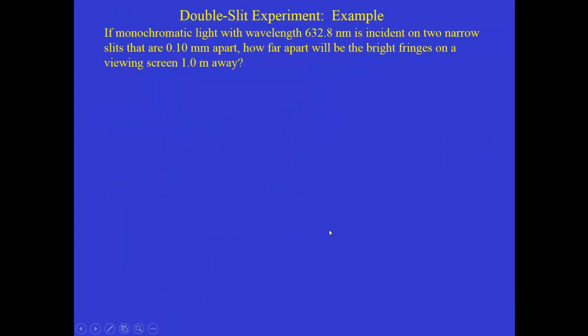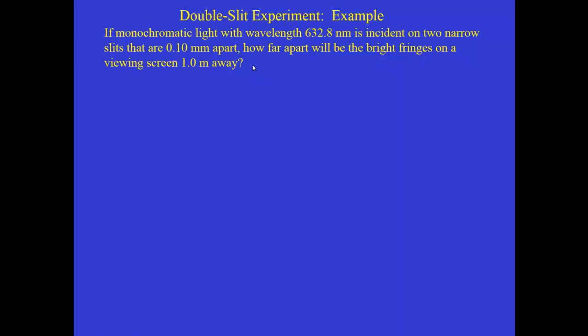So here is a quick example. I'll set it up right now and then we'll finish it off in class. Typical homework problem. If monochromatic light with a wavelength of 632.8 nanometers, and this value is appropriate for a certain kind of red laser light, is incident on two narrow slits that are 0.1 millimeter apart, how far apart will the bright fringes be on a viewing screen that's 1 meter away?